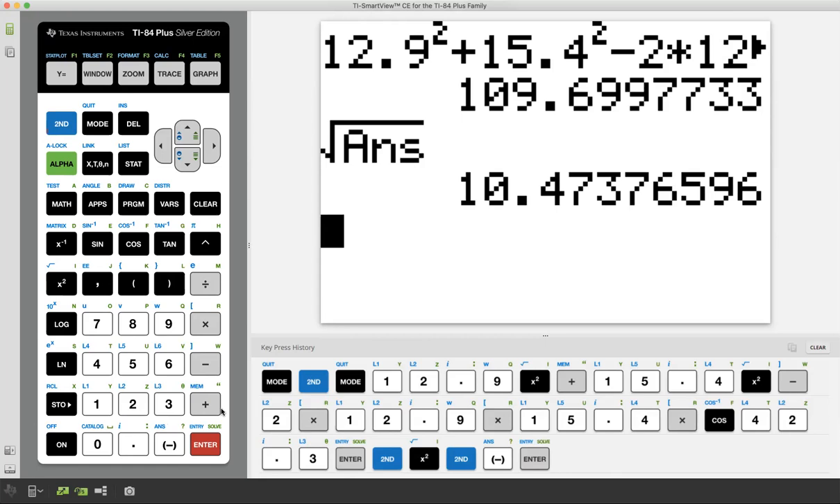So b is about 10.474, or to 1 decimal place, 10.5. Okay. So we can jump back to the handout and keep on going.